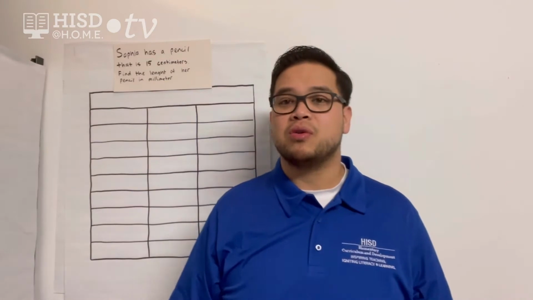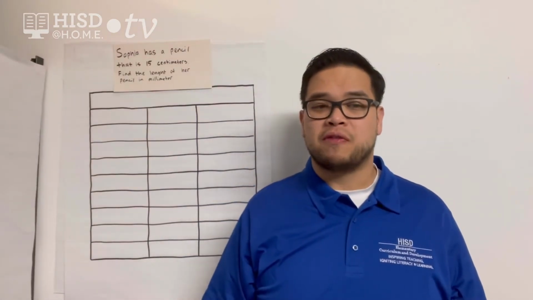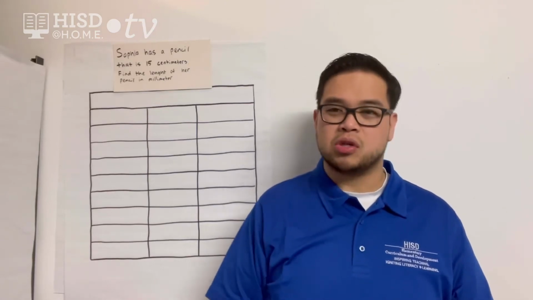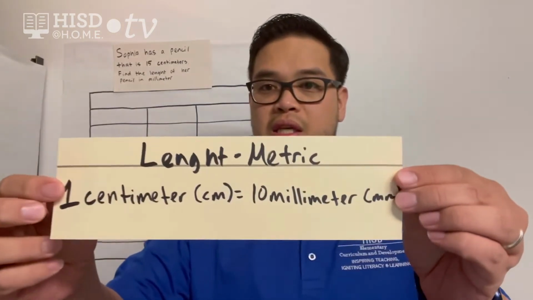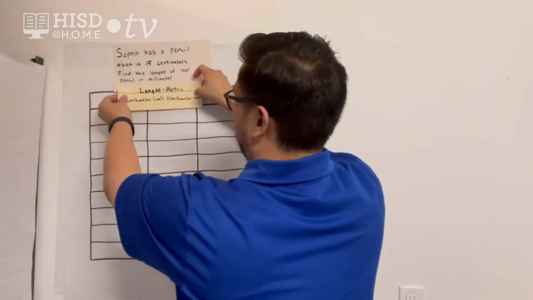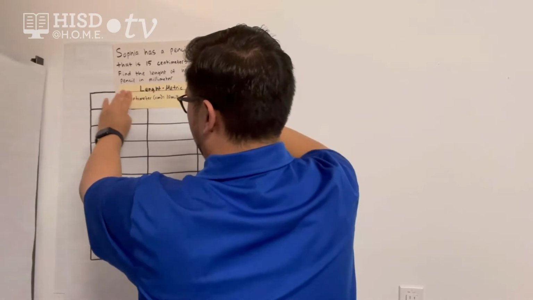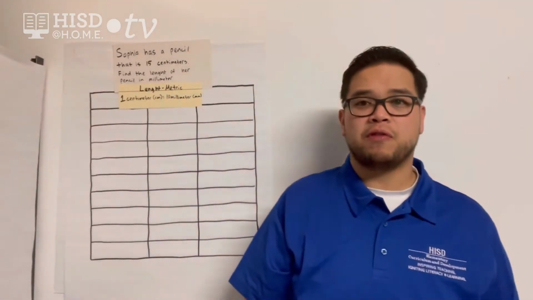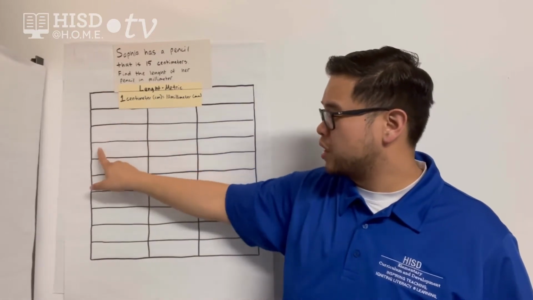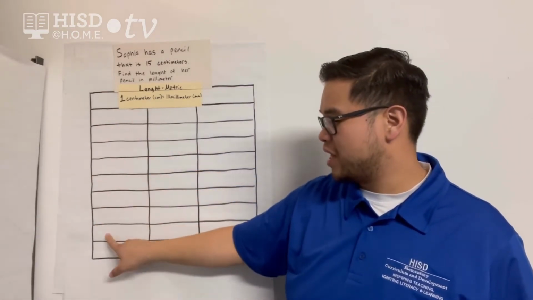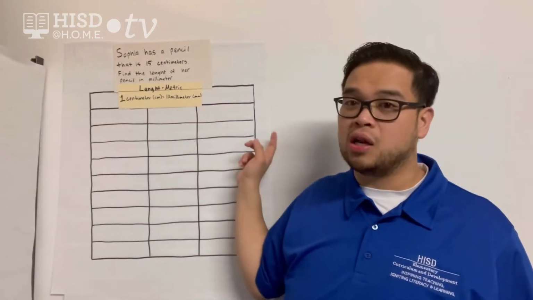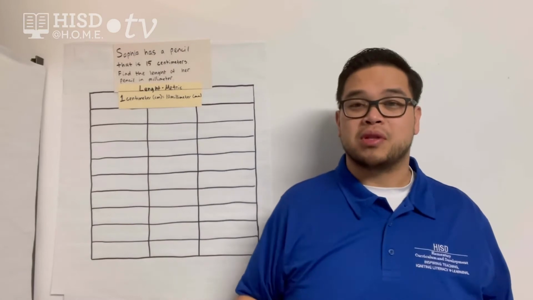What you're going to have to do is go to that STAR reference chart and find where it says the length portion, and then centimeters and millimeters. It should look like this in that section. Then pause the video for right now and draw this chart. It's going to have 10 rows and 3 columns. Go ahead and pause the video and copy this down.